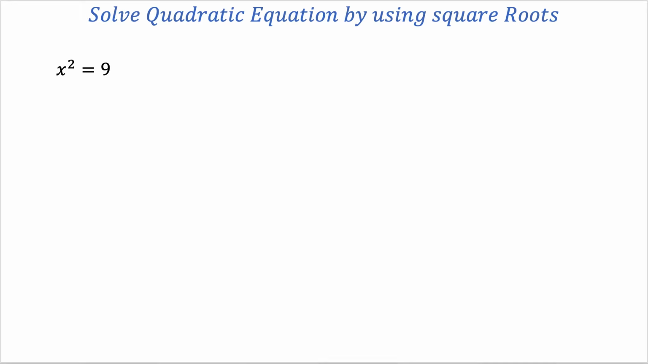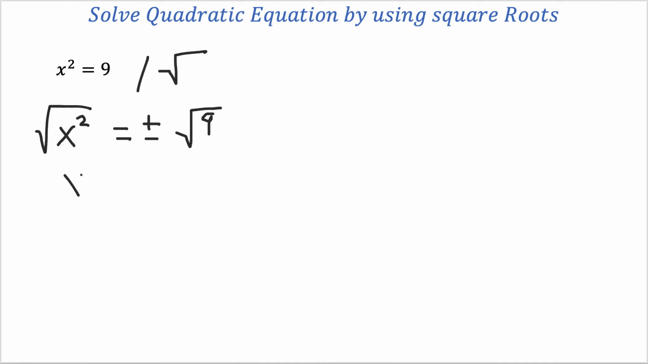And now let's go to another example. It says solve the quadratic equation by using square roots. If we are using square roots, let me take the square roots of both sides. I have x squared under the square root. Let me write it with the long steps. It is equal to plus or minus, when we take a shortcut, the square root of 9. So x is going to be equal to plus or minus 3.